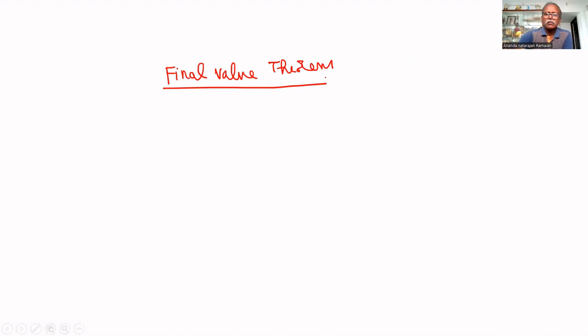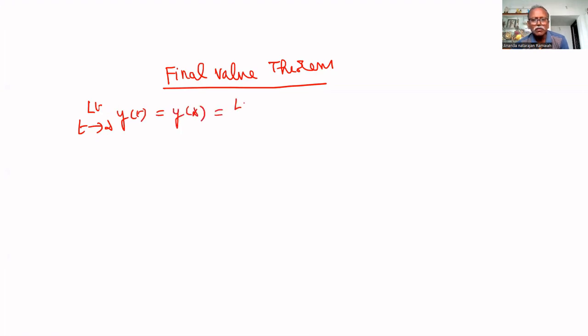Final value theorem. Limit t tends to infinity, y of t equal to y of infinity equal to limit z tends to 1, z minus 1, y of z.